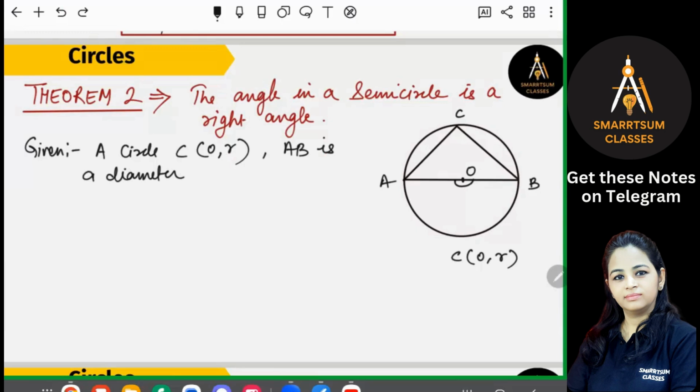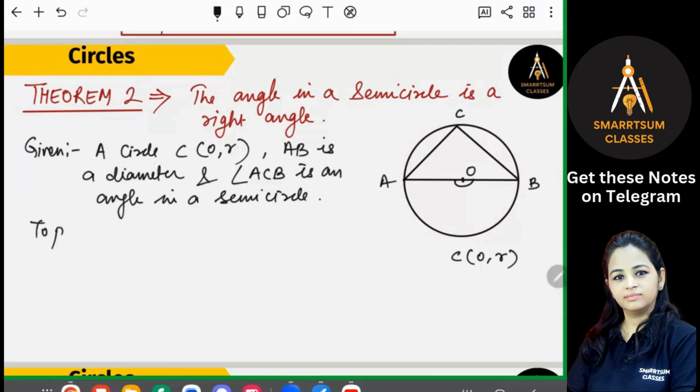So AB is the diameter and angle ACB is an angle in a semicircle, right? So we have drawn here an angle ACB. This is the angle drawn in the semicircular part of the circle, right? Now what we have to prove here? We have to prove that this angle ACB, which is drawn in the semicircle, is a right angle, means it is equal to 90 degrees. This we have to prove, right? Now, how to prove this?